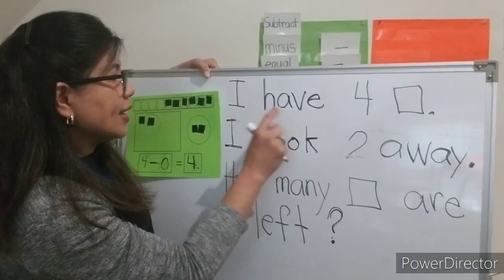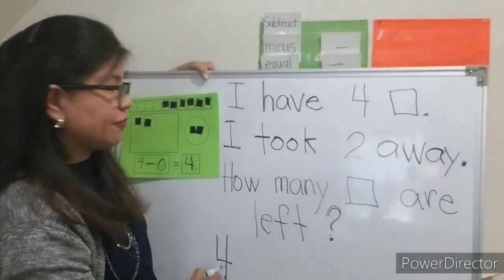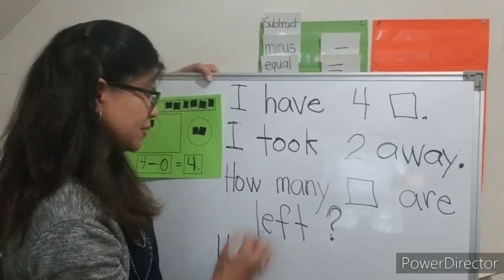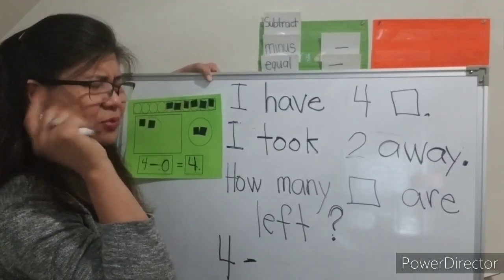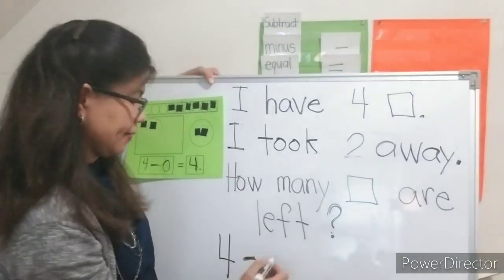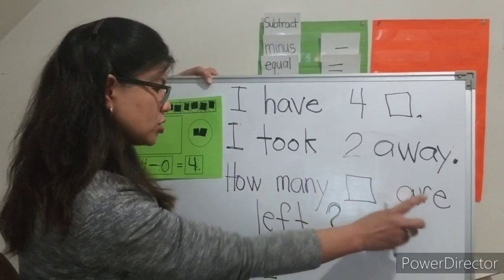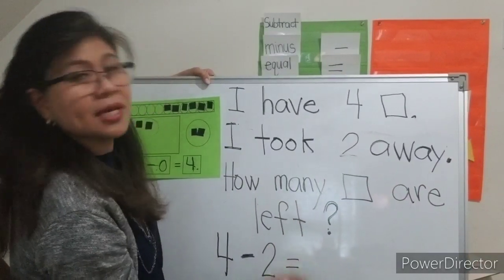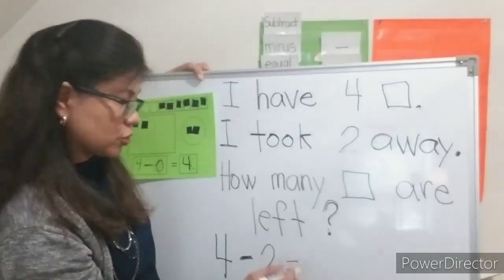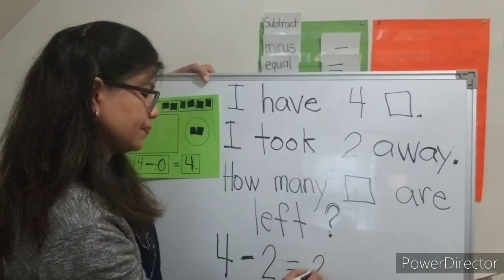mark. I have 4 squares, so you need to write down the 4. That's the number 4. I took 2 away. So minus, because you know when you take something, that's subtraction, right? Taking away, so you need to use the minus, not the plus sign. Minus 2 away, and then how many squares are left? So you need to put the equal sign before you put the difference. And the difference is the answer in subtraction, right? How many are left? You still have 2, right?